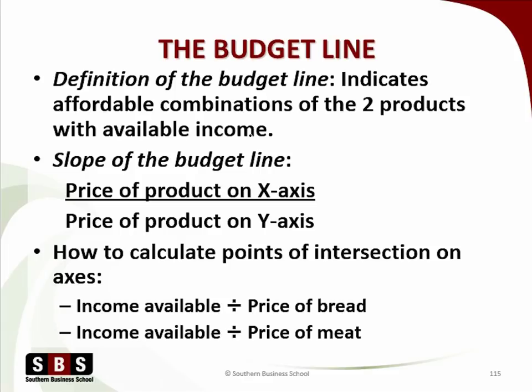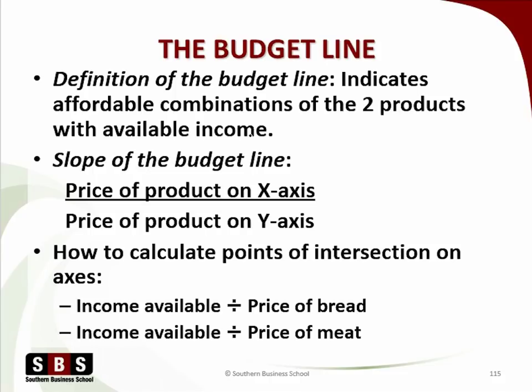So the definition of a budget line: it indicates affordable combinations of the two products with your available income. Typically, if you have a certain budget, you can buy so much of the one product and so much of the other product. That's basically what it boils down to. The slope of the budget line is normally the price of the product on the x-axis divided by the price of the product on the y-axis. So that's how you calculate the slope of the budget line. You'll get to that in a minute with numbers.